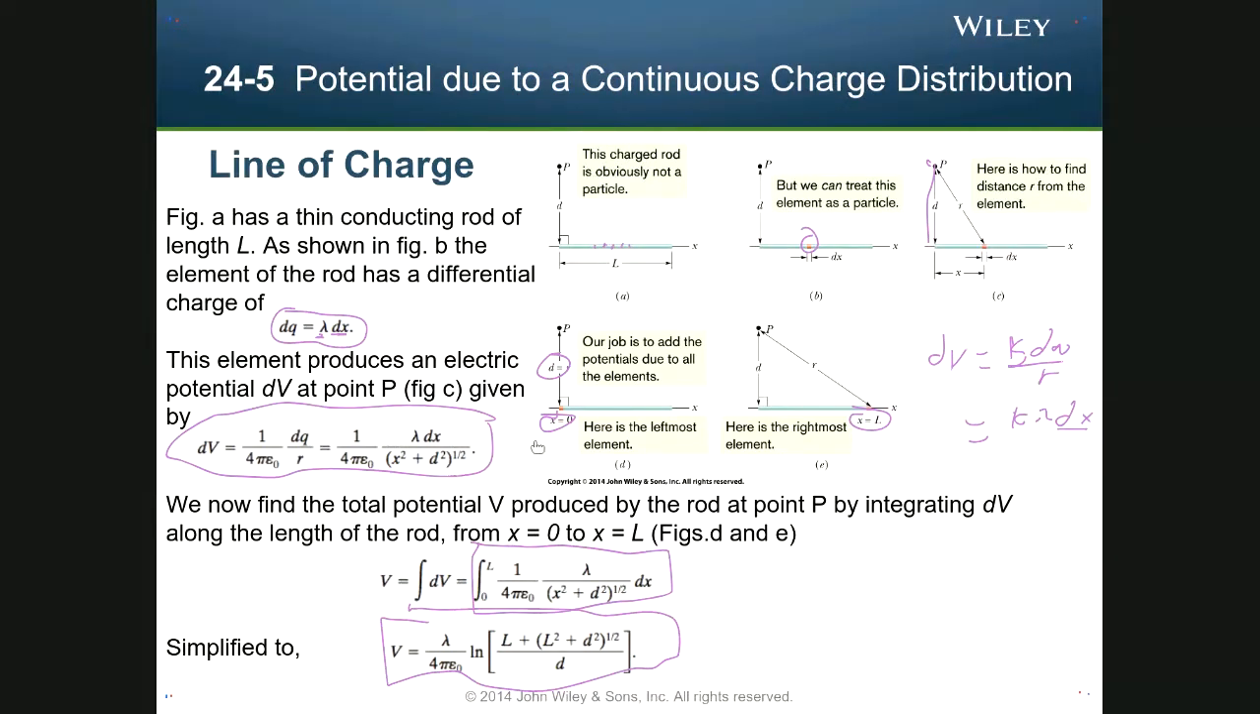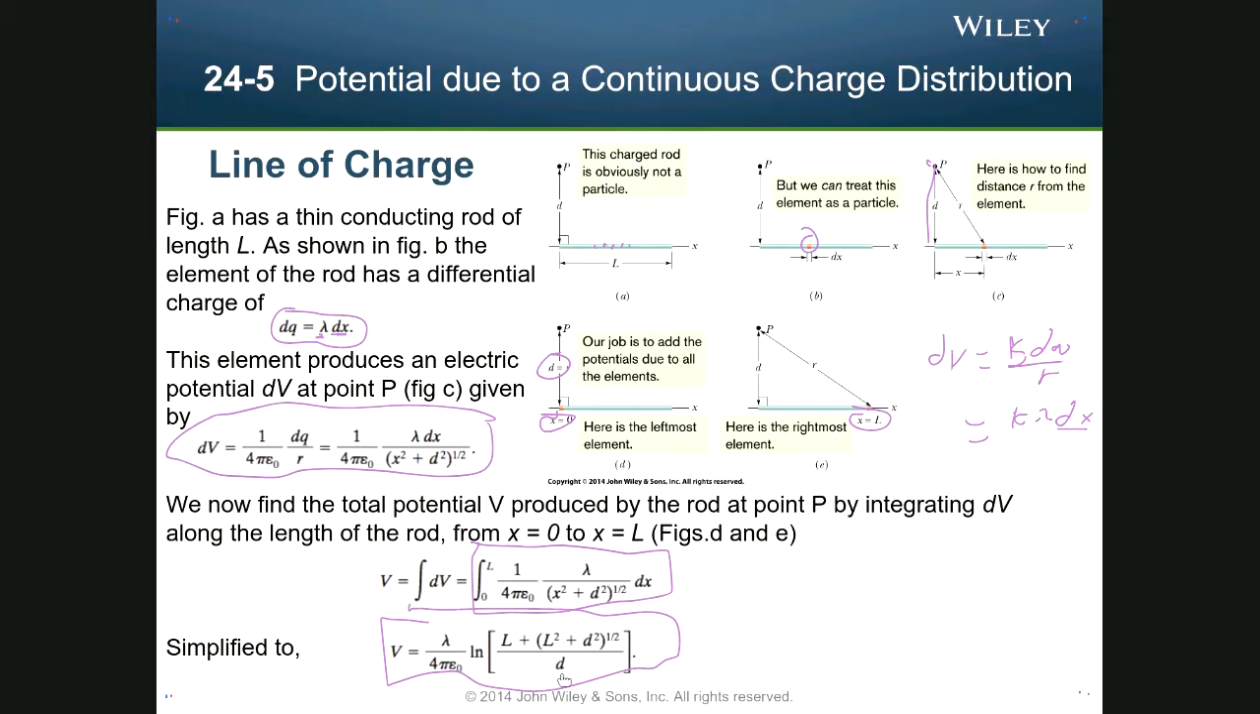And so using the Pythagorean theorem, we get x squared plus d squared, but again, it's r, not r squared, so you have to be sure you take the square root there. And now you have your dv. The next step is to integrate all along the rod, from the beginning of the rod at x equals 0 to the end of the rod at x equals L. Then you have this very nice calc 2 or calc 3 problem, but since this is not calc 2 or calc 3, you use the table, poof, and you get your integral.